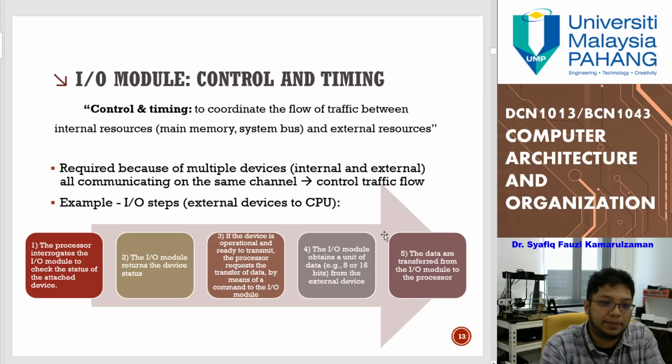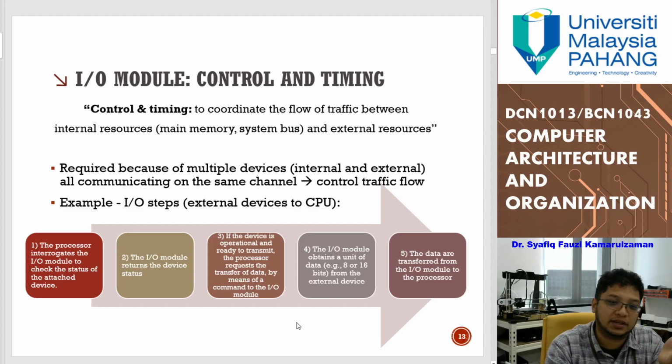So for control and timing, this is the sequence of steps. Let's take a look at step 1. The processor interrogates the I/O module to check the status of the attached device. The I/O module then returns the device status. If the device is operational and ready to transmit, the processor will request the transfer of data by means of a command to the I/O module. They will tell the I/O module to get the data to the processor. The I/O module obtains a unit of data from the external device, and then the data is transferred from the I/O module to the processor.